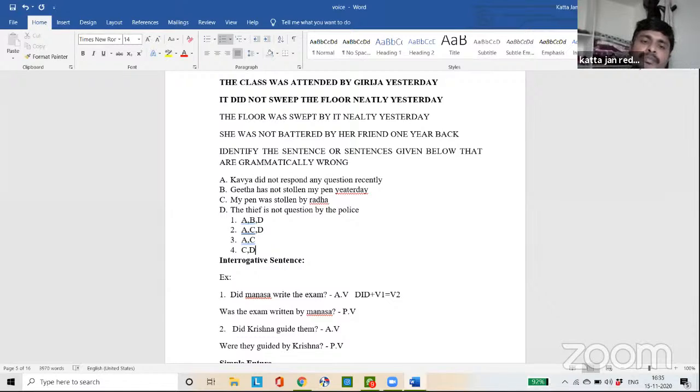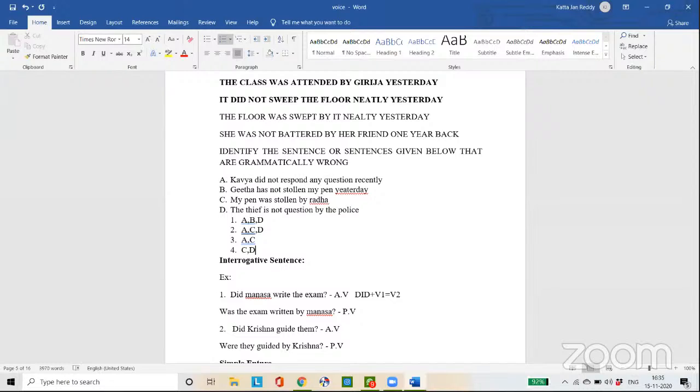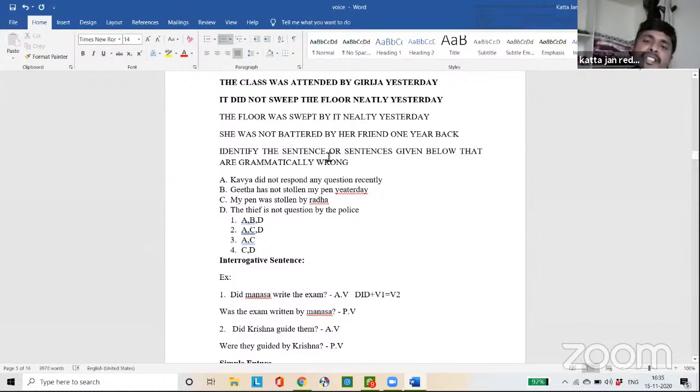Option 1, sir. Yes, A, B, D. Option 1 is the right answer. What is the question? Identify the sentence or sentences given below that are grammatically wrong. Right? Option A wrong, option B wrong, option D wrong. So the final option A is the right answer, because these three are grammatically incorrect.